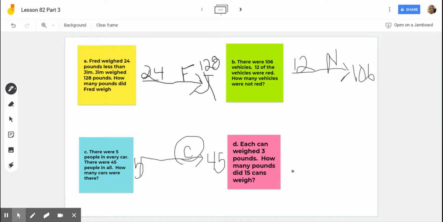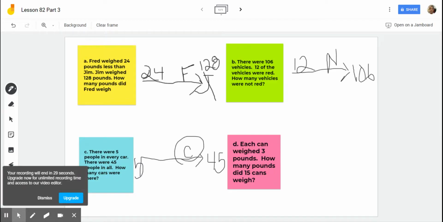Okay, let's look at D. Each can weighed 3 pounds. How many pounds did 15 cans weigh? I bet that's a multiplication. 15 times 3. So you're going to go over and multiply 15 times 3. Awesome.